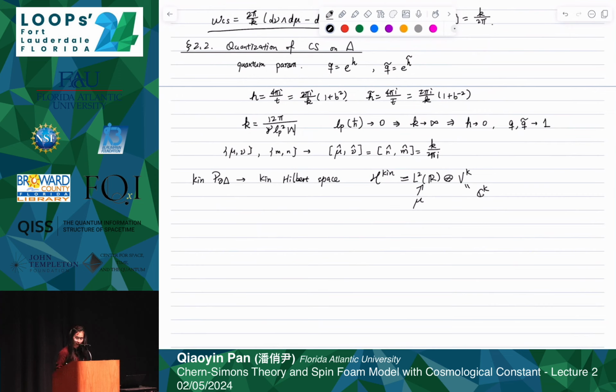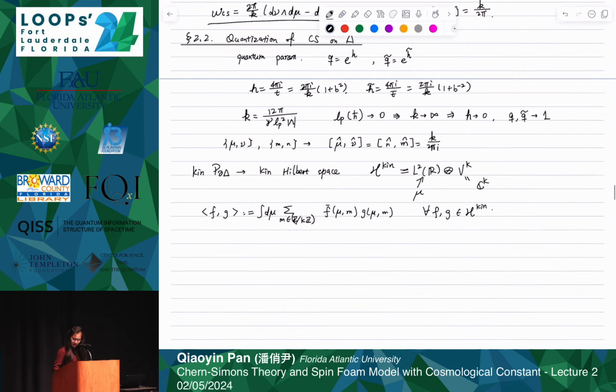And also, this Hilbert space has an inner product. We just define the inner product for any functions f and g as the integral over the parameter mu, and the sum over m, which takes a value in Z mod k, for any function f of mu and m, and another function g of mu and m. And they are functions in the kinematical Hilbert space. And this is the inner product associated to this Hilbert space.